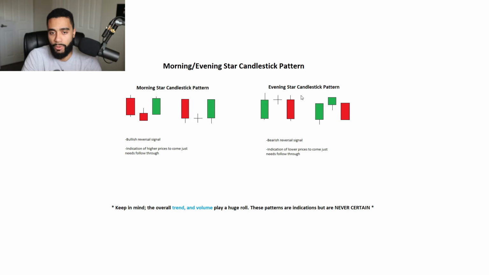On the opposite hand, we have the evening star, right? It's the same thing, but we're running out of buyers, and the sellers come in control and they drive price down.